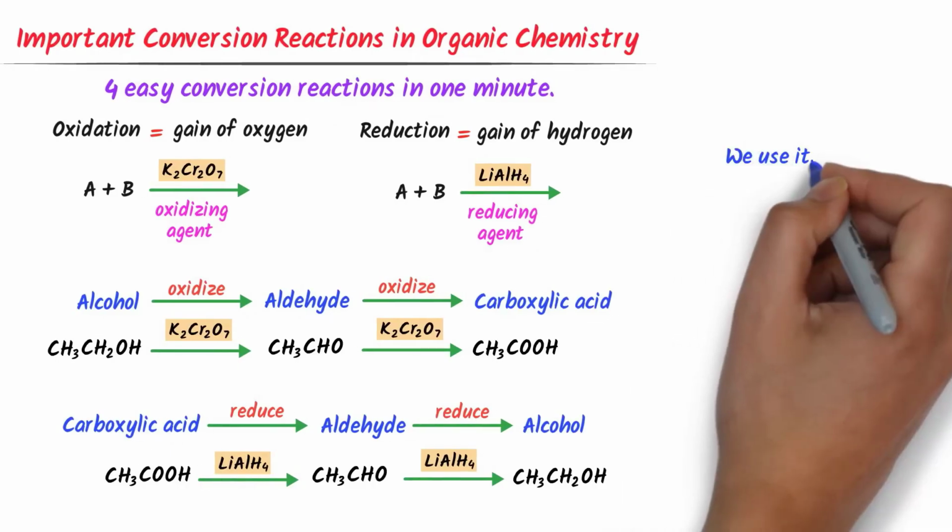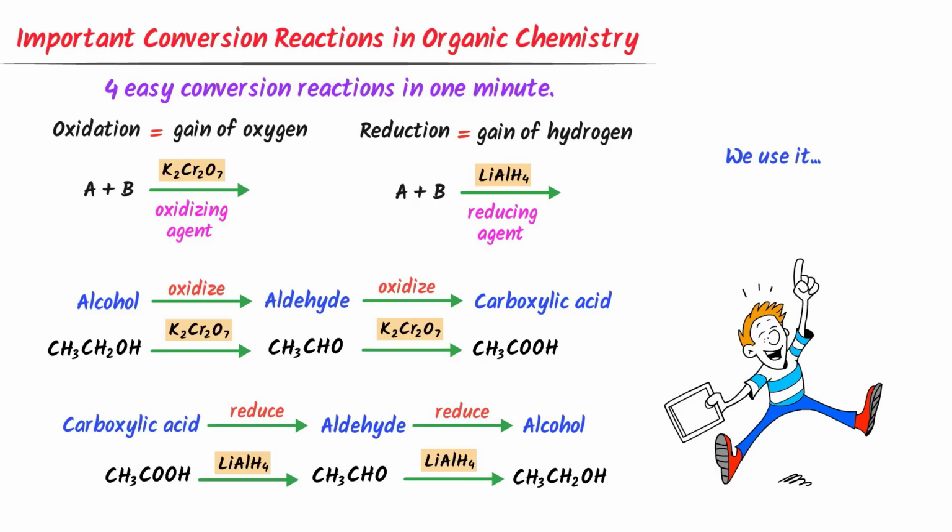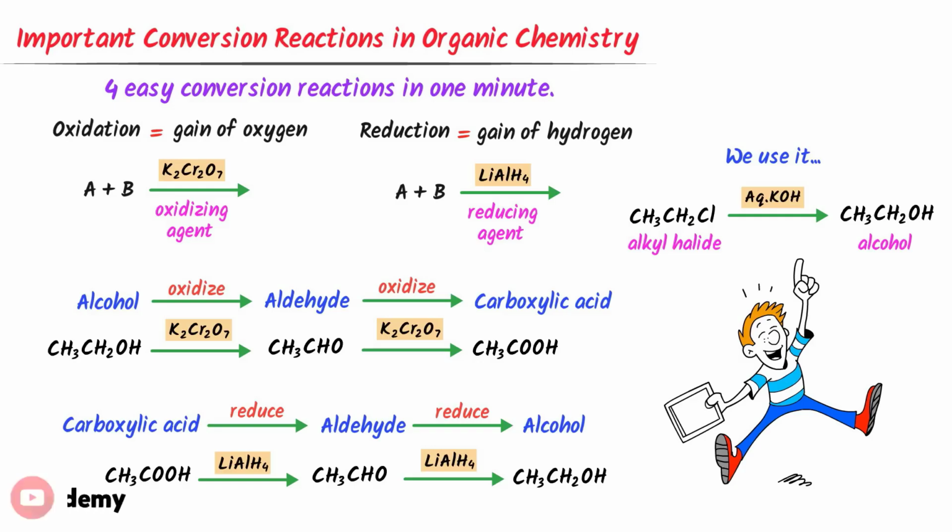Also note down this very important conversion reaction, which I will use too often in this lecture. Consider alkyl halide. When I add aqueous potassium hydroxide to it, it will convert to alcohol. For example, consider this alkyl halide. I add aqueous potassium hydroxide to it. We get ethanol. Hence remember these basic conversion reactions.